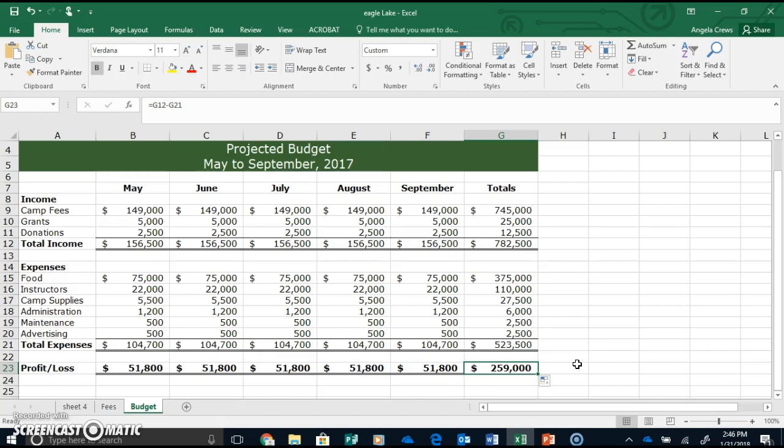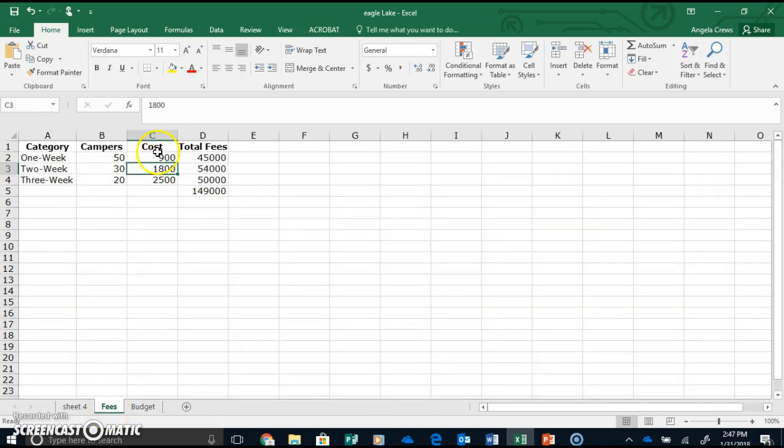The first what-if question is, what if you raise the 1-week course fee to $1,000? So it says to make the changes in the fees sheet. So you're going to go to your fee sheet and you're going to raise the 1-week fee to $1,000. Okay?